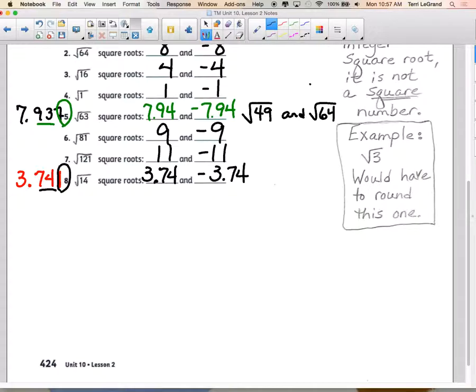Okay. So you're going to have some nice square numbers to find square roots of, and you're going to have some not square numbers. What will it do?